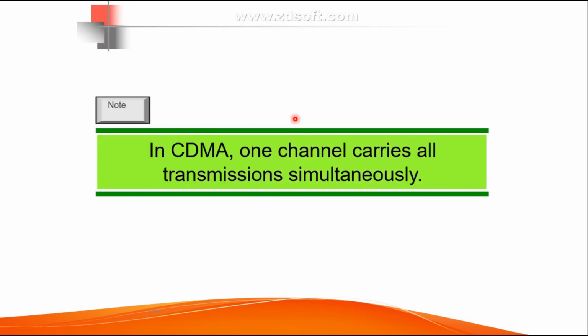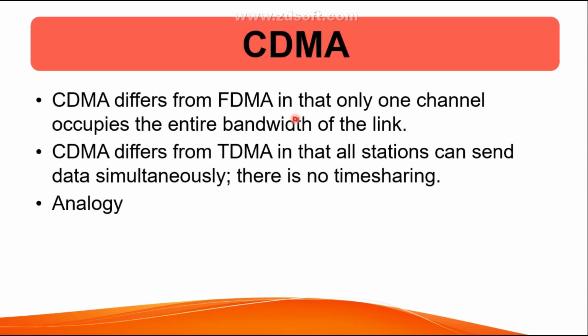Now, starting with CDMA, that is code division multiple access. You can see on the screen that only one channel is going to carry all the transmissions simultaneously. CDMA differs from FDMA in that only one channel occupies the entire bandwidth of the link. In FDMA, bandwidth is allocated as different slots. And CDMA differs from TDMA in that all stations can send the data simultaneously. There is no time sharing, as in TDMA where we share the time.